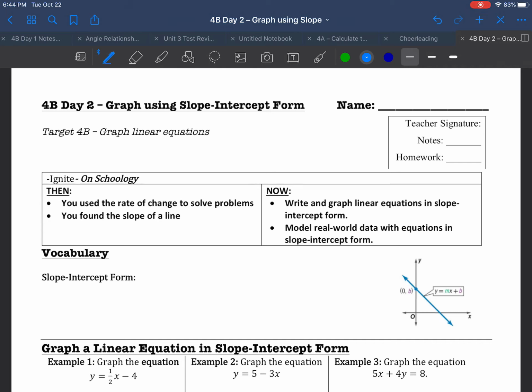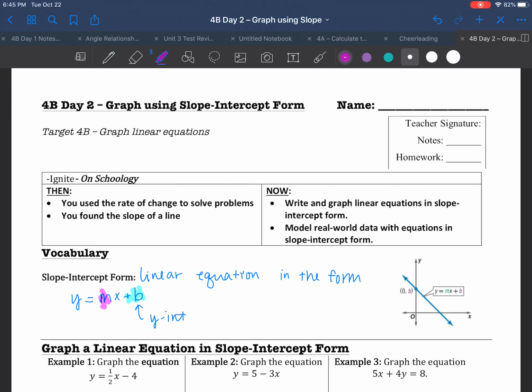In this lesson, we're going to talk about graphing using slope-intercept form. So slope-intercept form is a linear equation in the form y equals mx plus b. Okay, so that b value is my y-intercept, and the m is my slope.